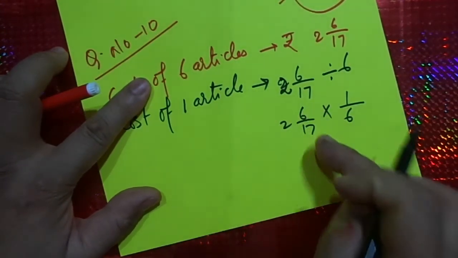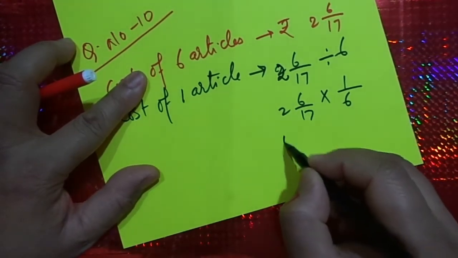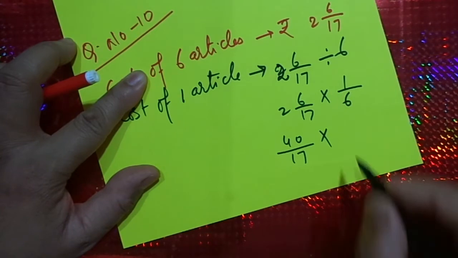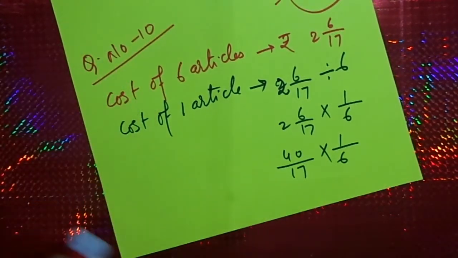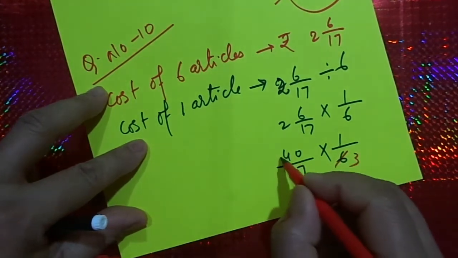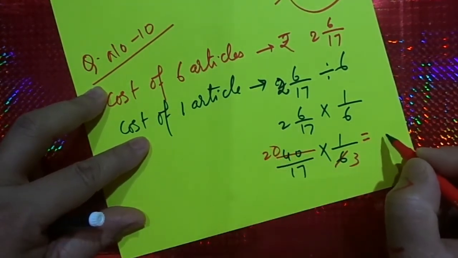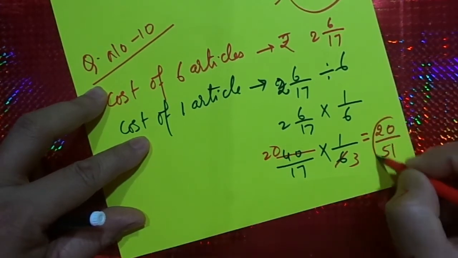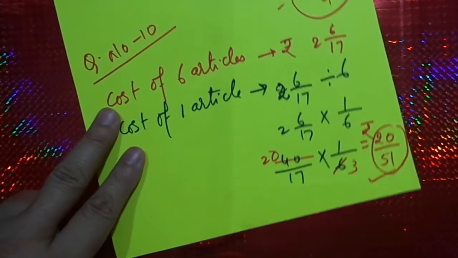This 26 by 17 is equal to 40 by 17 multiplied by 1 by 6. So 2 3 times, 2 times is equal to 20 by 51 rupees is your final solution.